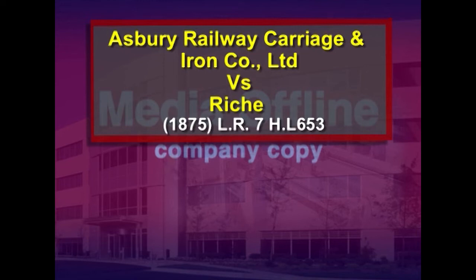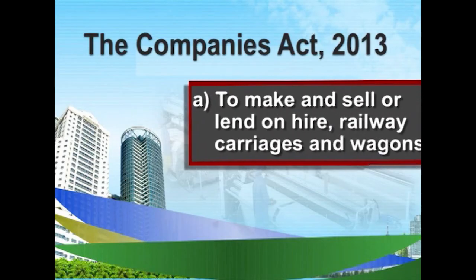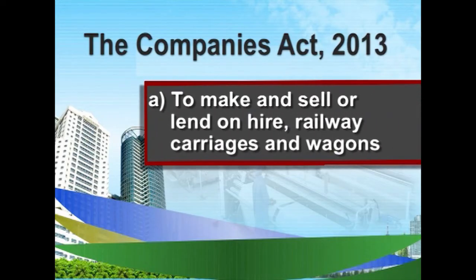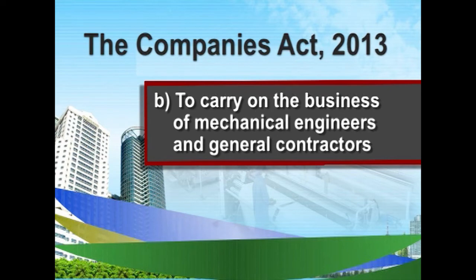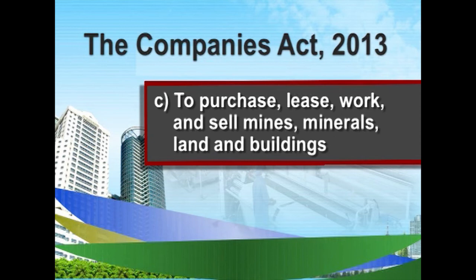The facts of the case are: the company was incorporated with the following objects: A. to make and sell or lend on hire railway carriages and wagons, B. to carry on the business of mechanical engineers and general contractors, C. to purchase, lease, work and sell mines, minerals, land and buildings.